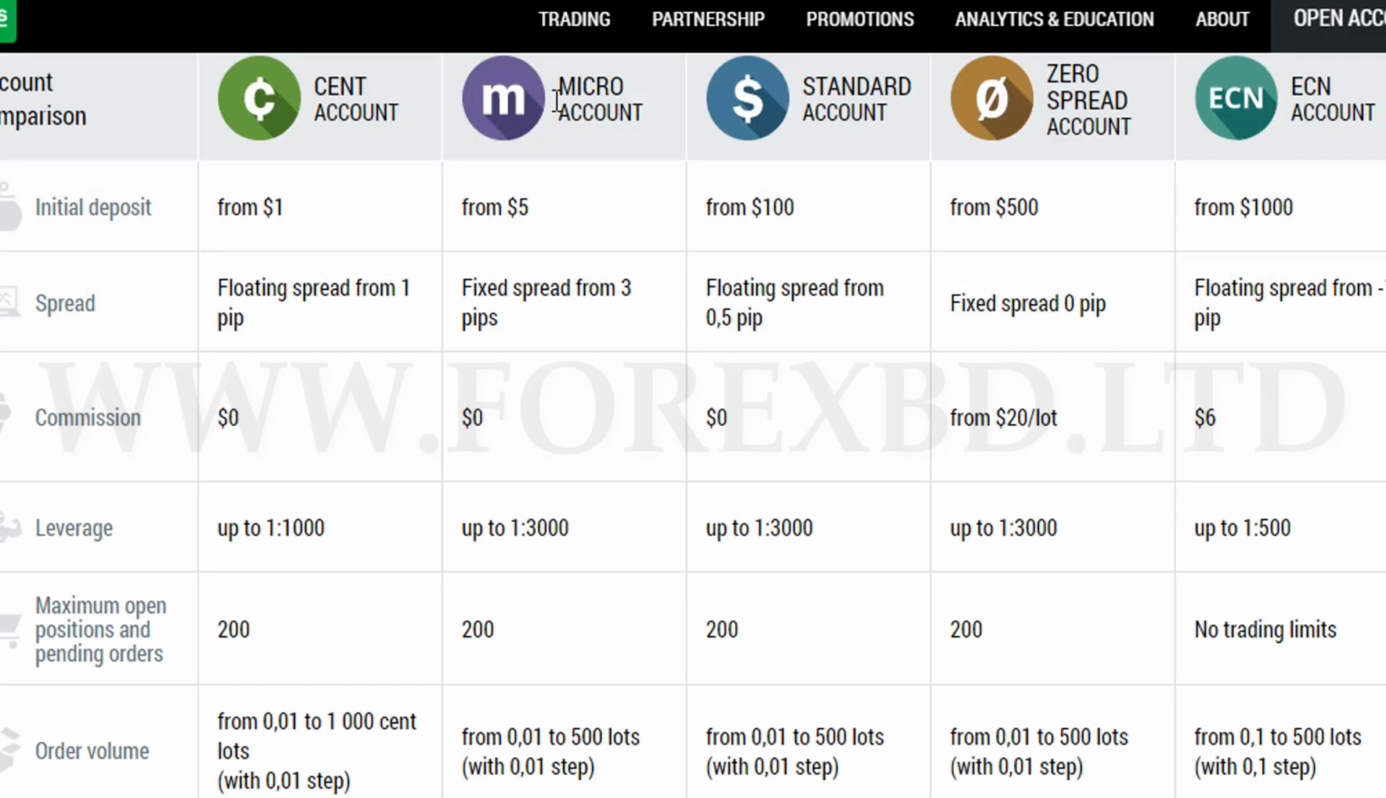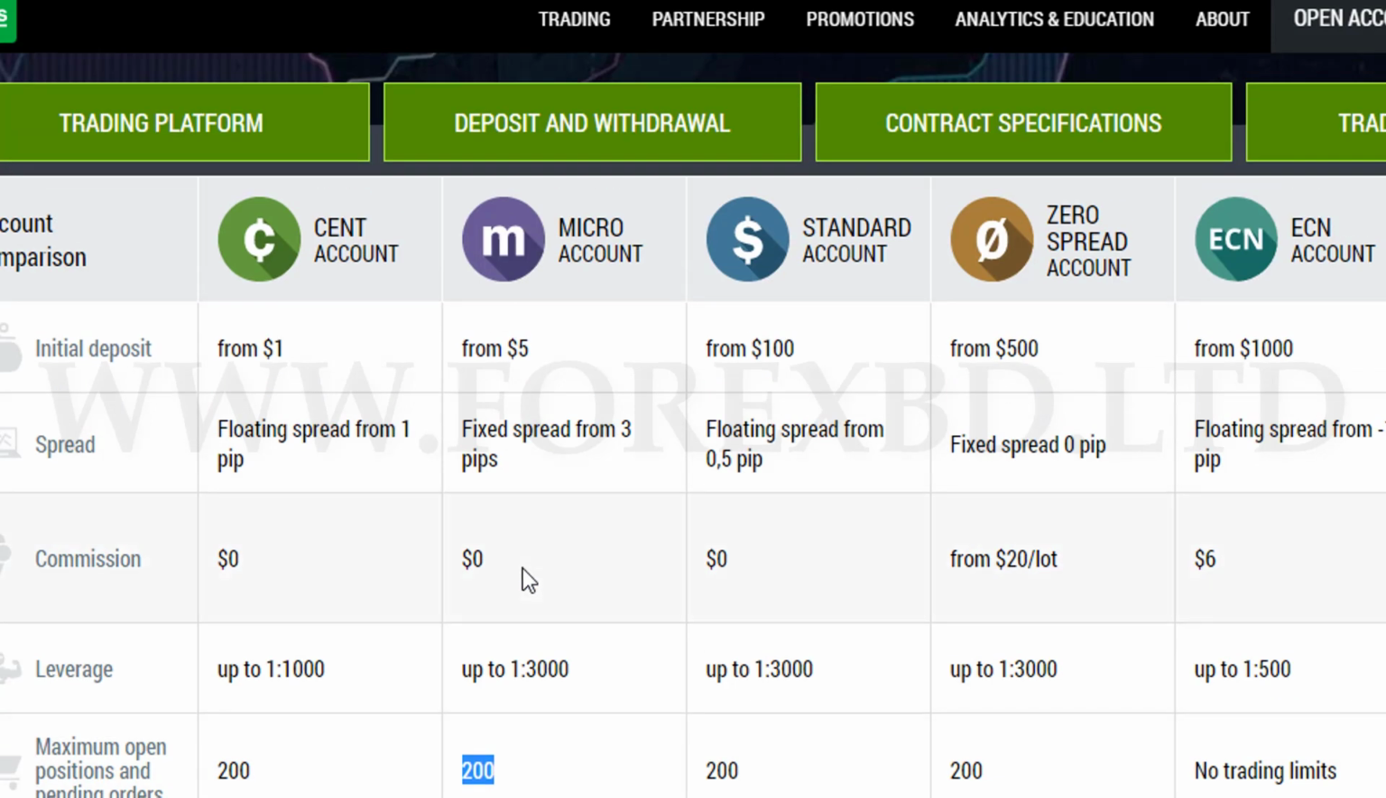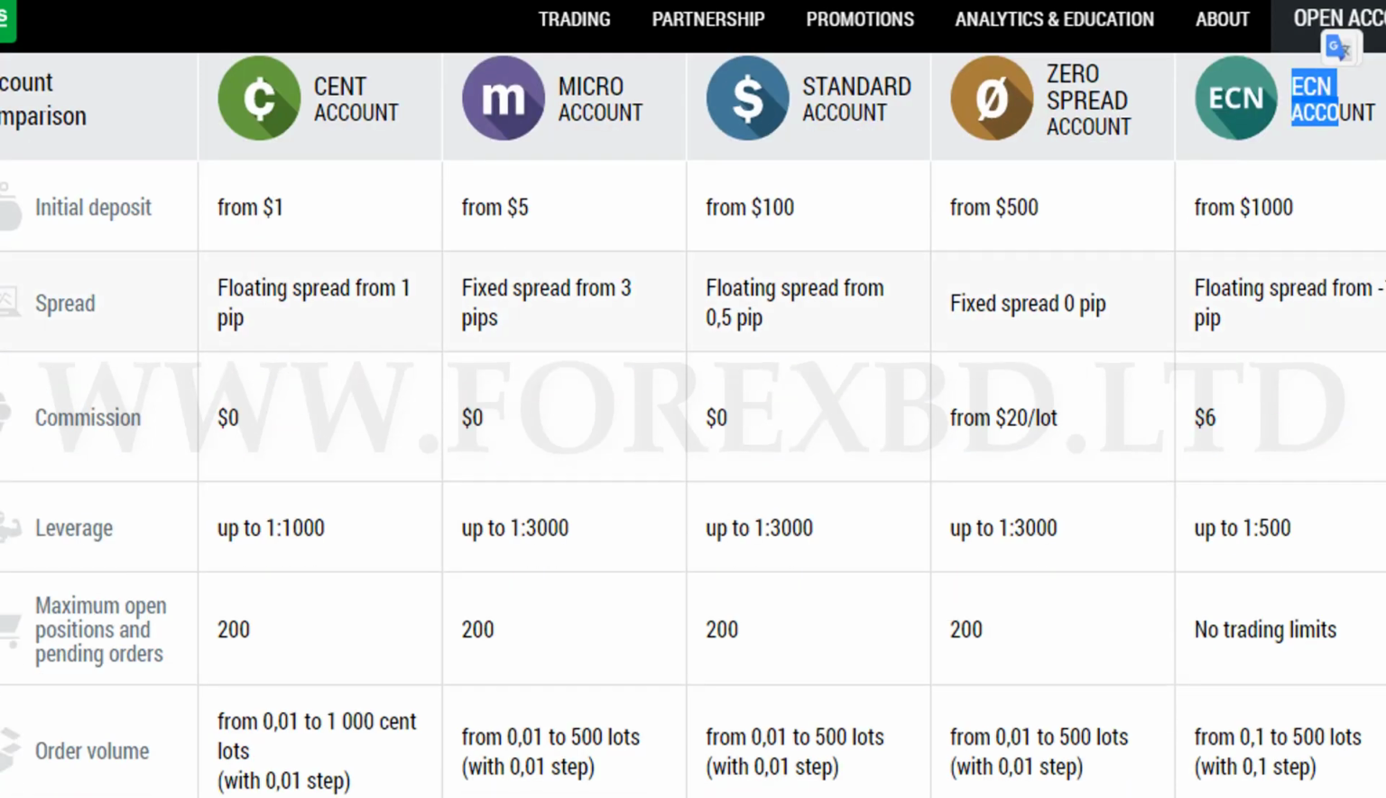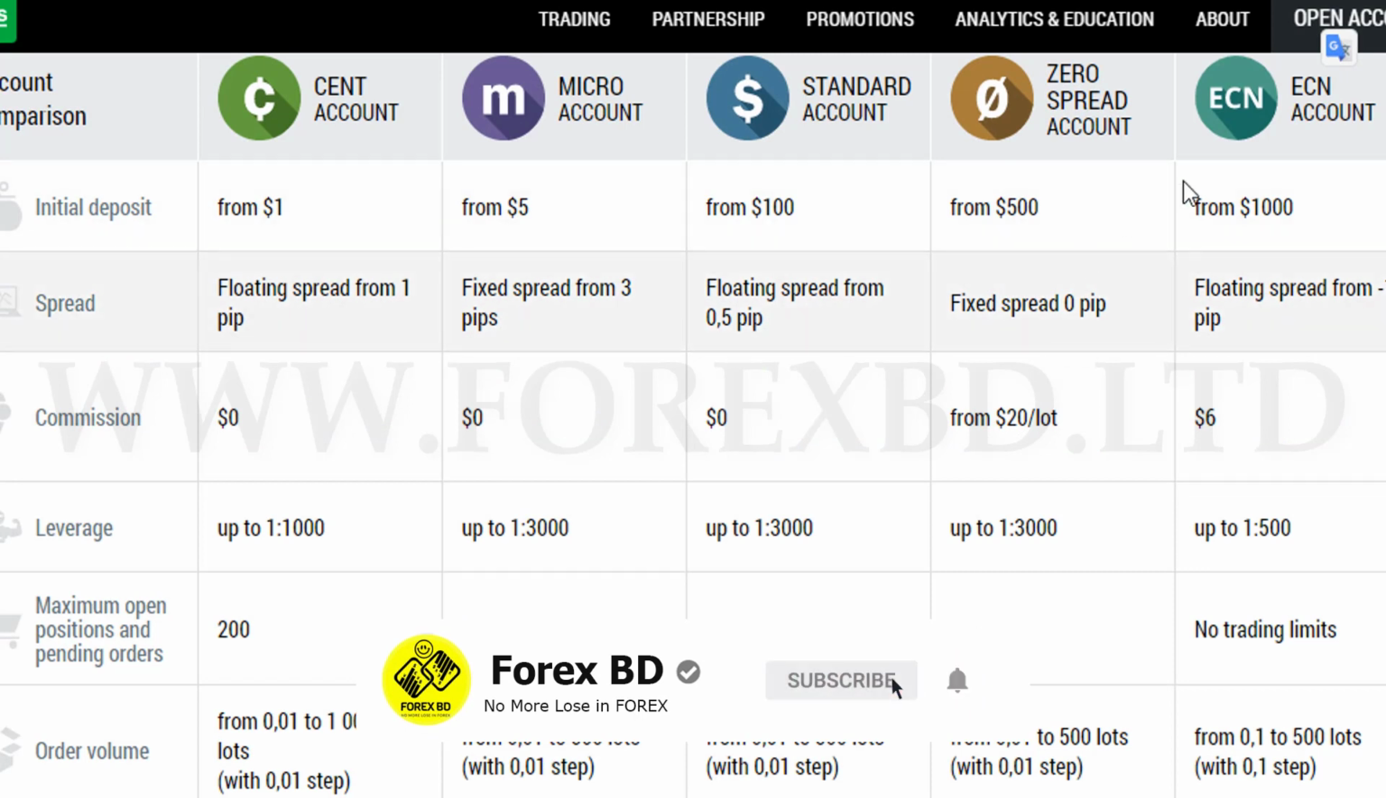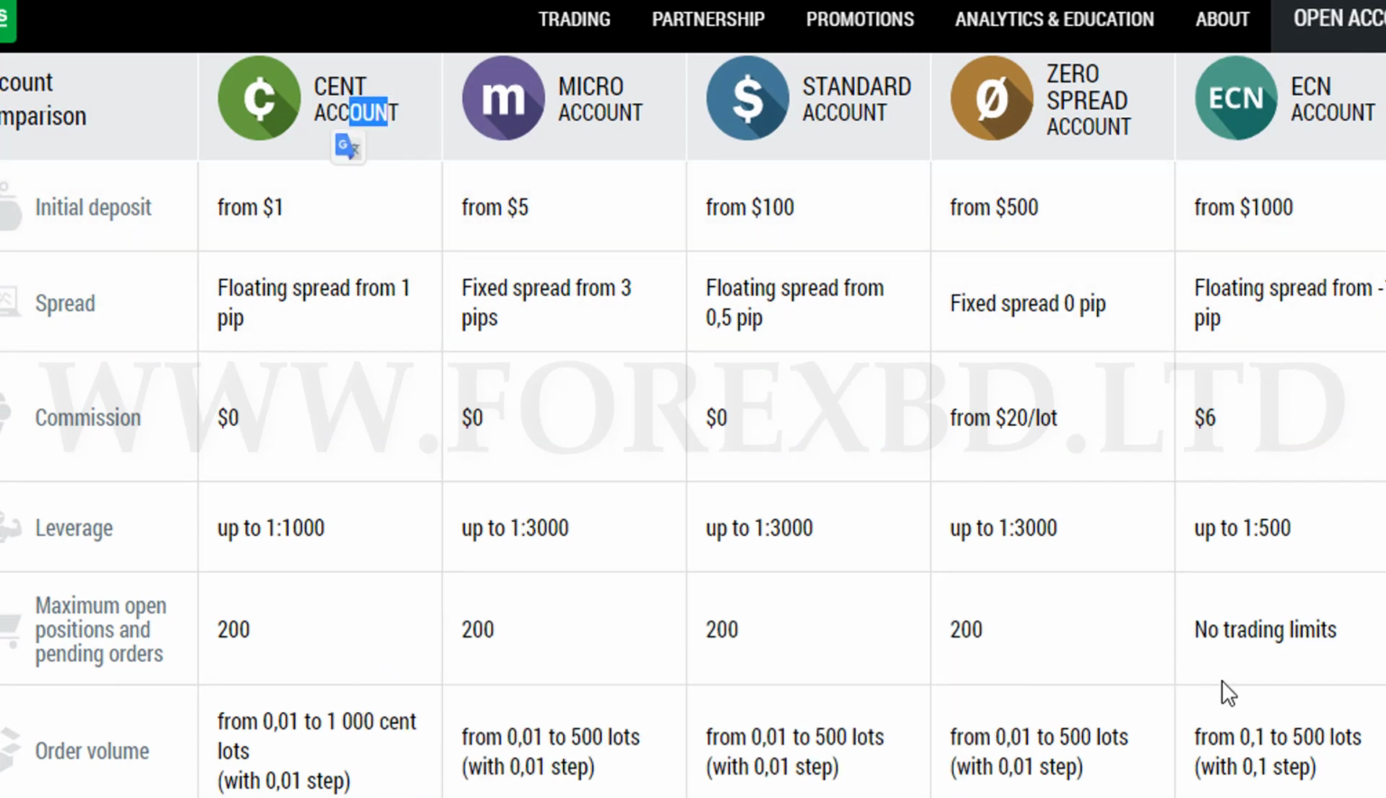Then there is the micro account. Here the spread is a little bit high, such as 3 pips spread on the micro account in FBS broker house. There is no commission. Then you can take leverage up to 1:3,000 and a minimum deposit amount of $200. Moreover, there are several other types of accounts, but the facilities of different account types are a bit different. So before you open the account, you have to check which account is best or suitable for you.